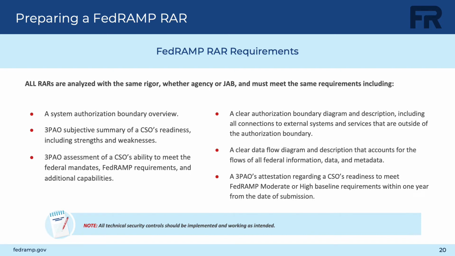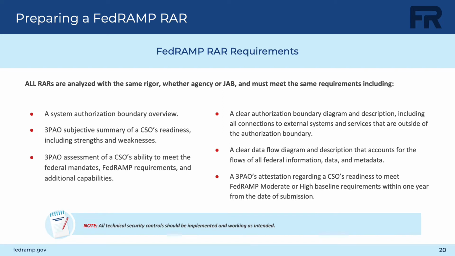It should provide a clear description and diagram of system components and services within the authorization boundary, as well as any connections to external systems and services that are outside of the authorization boundary. It should provide a clear data flow diagram and description that accounts for all federal information, data, and metadata, including all flows through the authorization boundary and to and from external services and systems, and all flows between systems within the authorization boundary. Please note for a RAR as well as a System Security Package or SSP, data flow diagrams should be consistent with the authorization boundary diagram.